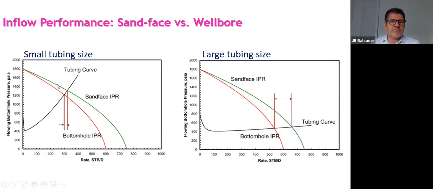Here is the effect of considering either the sump face inflow performance versus the wellbore. If the tubing curve is a small tubing, there is a small difference in the rate that we should expect. But to the right, when we have a large tubing, there is a considerable difference in the rate from the sump face. It means the ideal, Darcy-type equation versus the real downhole pressure. So again, we have to be aware of that.